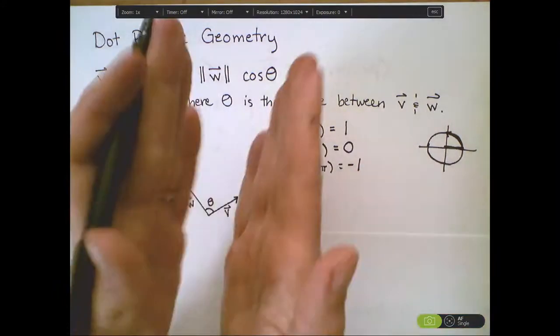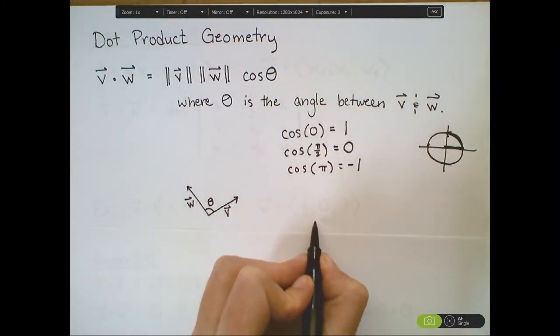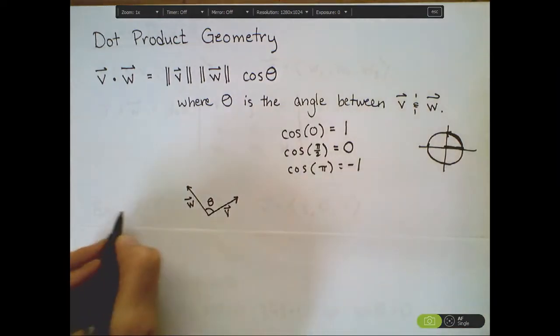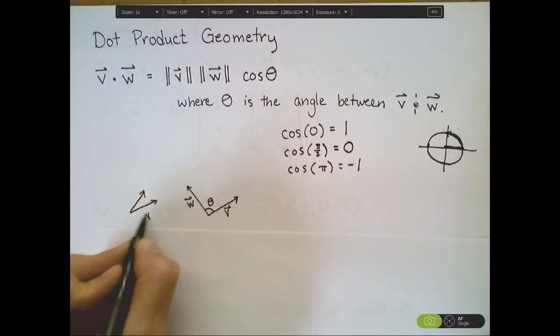So I can think about maybe here also, let's say I have my angles or my vectors v and w, and they have a tiny little angle between them.